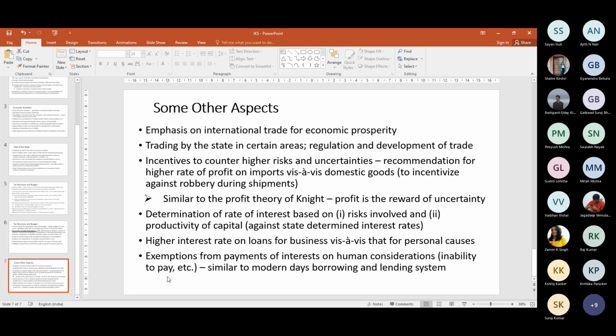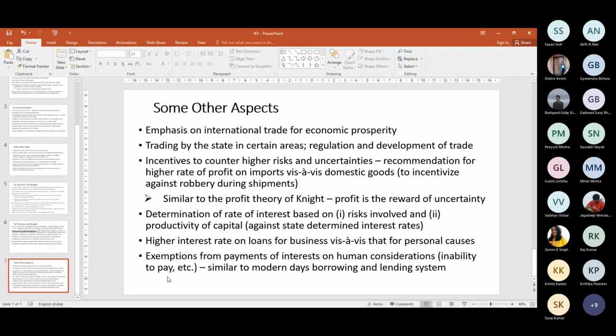Though it recognizes exemption from payment of interest on human considerations, particularly for those who are not in a position to pay, which is similar to the modern-day borrowing and lending system. We see various exemptions and concessions that are given on different types of loans. Now, these are basically the broad areas where we see the discussions in Arthashastra and the relevance or the similarities we see in today's economic theories and practices.